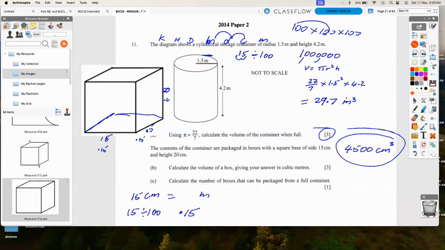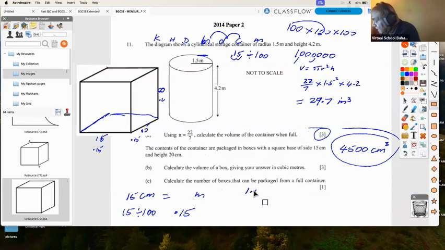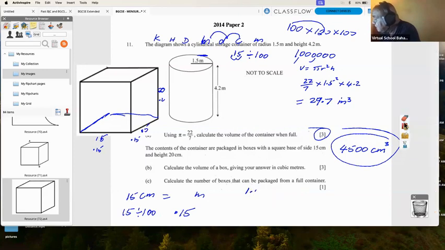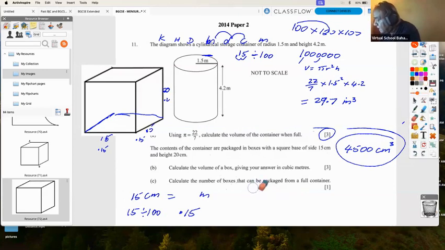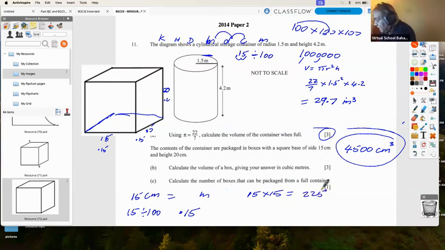Yes, sir. Now let us say we find the area of the base. Let us say 15 times 15. Work out that for me, tell me what I get. 225. 225. And this is cm squared.